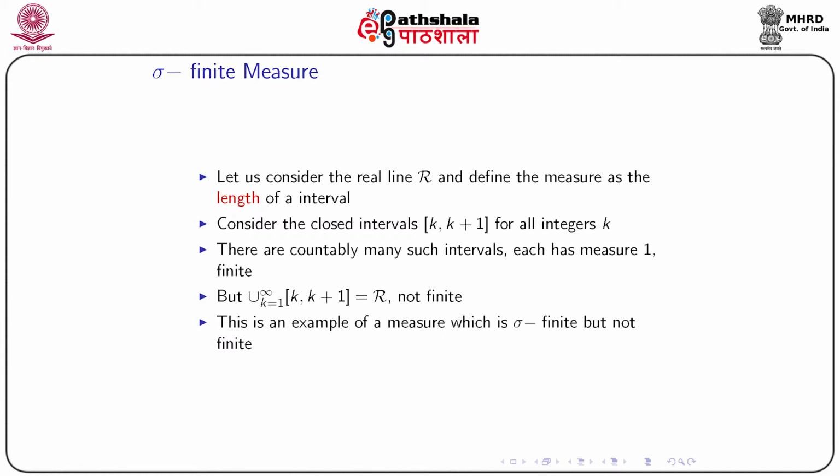So, all these measures are finite, but if you consider the union over k from 1 to infinity of the intervals k to k plus 1, the result will be the whole real line. So, if I take the measure over the whole real line, it will not be finite. So, this is an example of a measure which is sigma finite, but not finite.